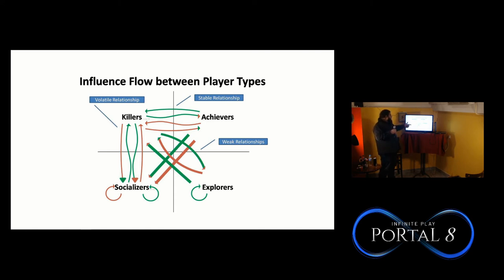Killers and socializers, this is a volatile relationship. Any decrease in killers will increase socializers by a lot, like you see how big the arrow is here. So even if you take away very few killers from your game, your socializer population will jump significantly. The reverse is also true. So even if you introduce a few more killers in your game, socializer population will drop.